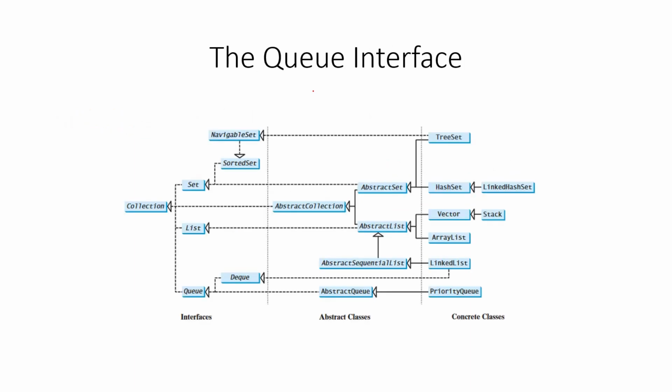Next is the queue interface. If we go back to the scheme of the collection, here we have the interface Queue, and we have two concrete classes that implement the queue. The first one is LinkedList, and the second one is PriorityQueue. Again, queue is a data structure that works on the principle of first in, first out. If you want to implement a simple queue, you can implement it through the linked list.